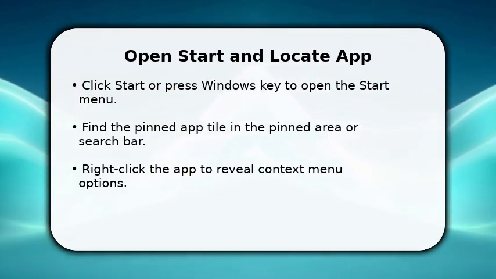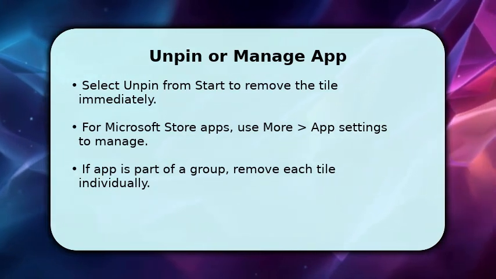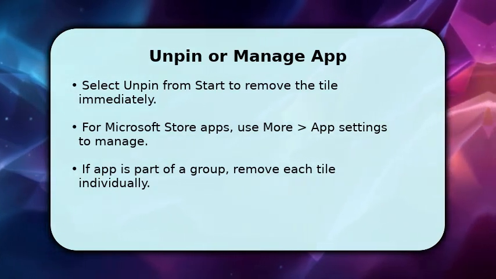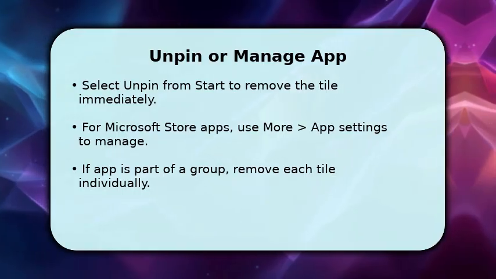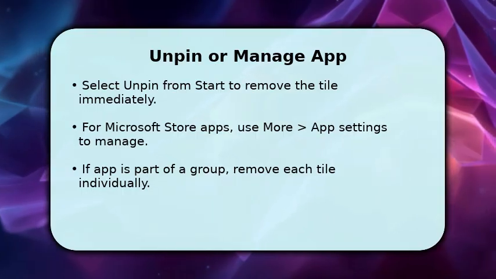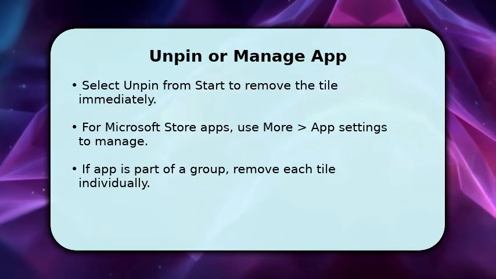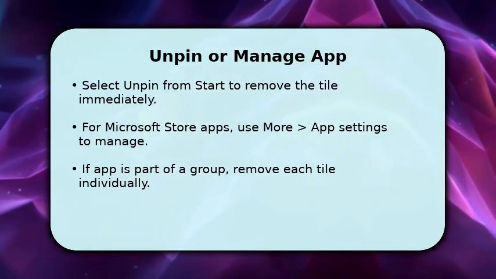Once the context menu appears, choose Unpin from Start to remove the tile instantly. That's the simplest path. If you need more control, pick More > App Settings to check uninstall options or to reset data. For group tiles, click the group, then unpin each tile inside. Groups don't auto-collapse. If Unpin is missing, the app might be system protected.